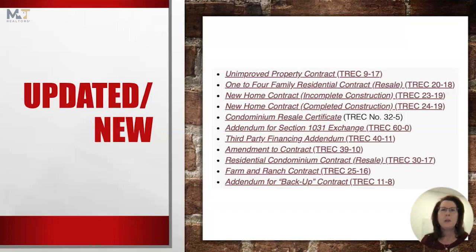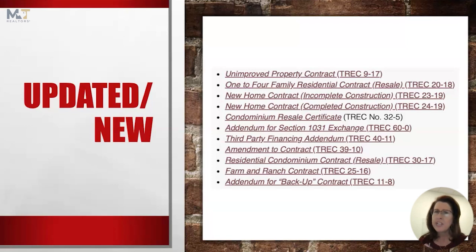The ones that have been changed are the unimproved property contract, the 1 to 4 family residential contract resale, the new home contract incomplete construction, the new home contract complete construction, the condominium resale certificate, and the addendum for section 1031 exchange. That is a new form that we will just briefly look at. Also changed are the third-party financing addendum, the amendment to the contract, the residential condominium contract resale, the farm and ranch contract, and the addendum for the backup contract, which has also had some significant changes.